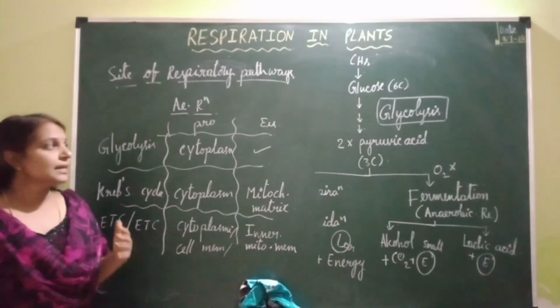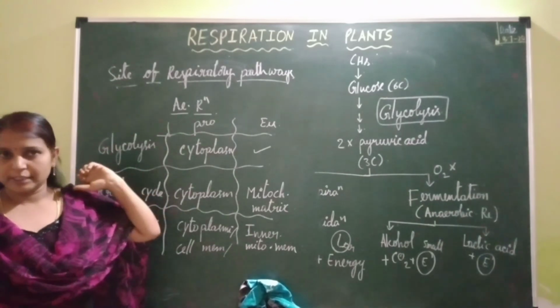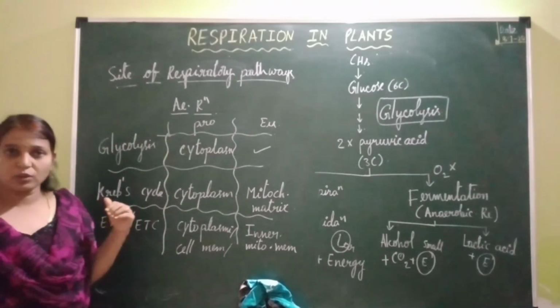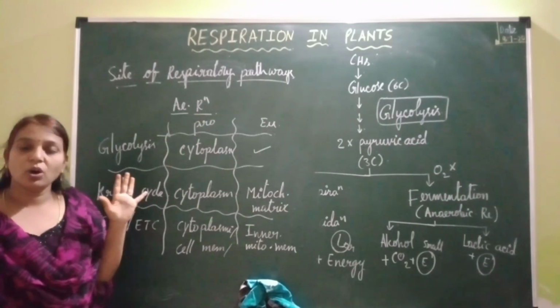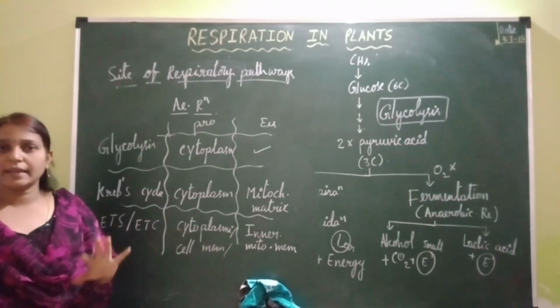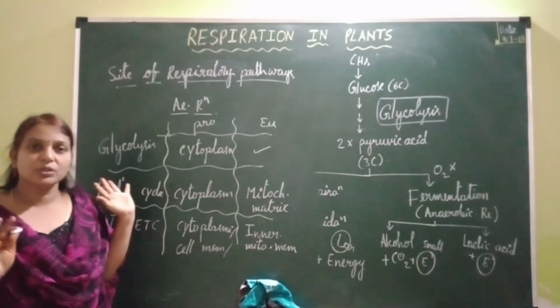In the next class, let's start with glycolysis, which is the common pathway of both aerobic and anaerobic respiration. So it is universal in all types of organisms, aerobes and anaerobes, and even in prokaryotes and eukaryotes.